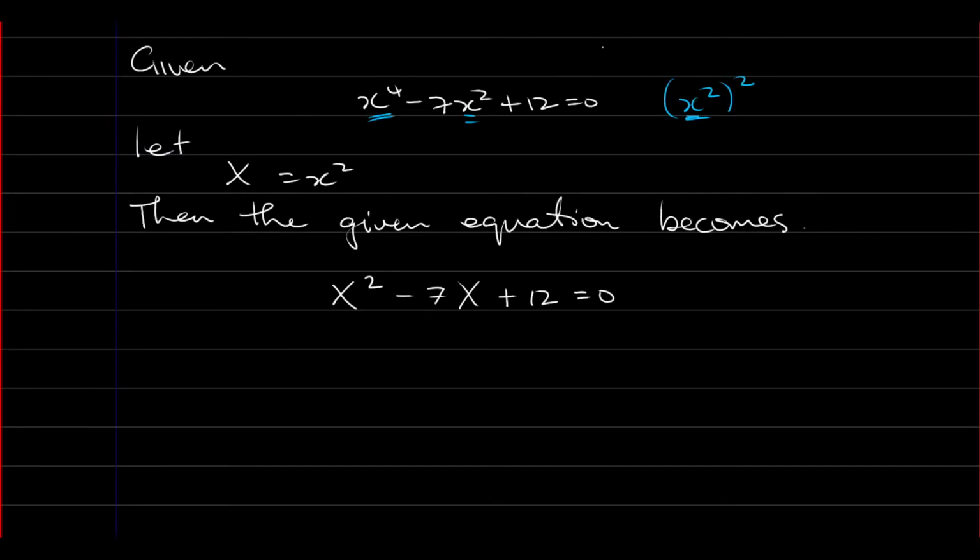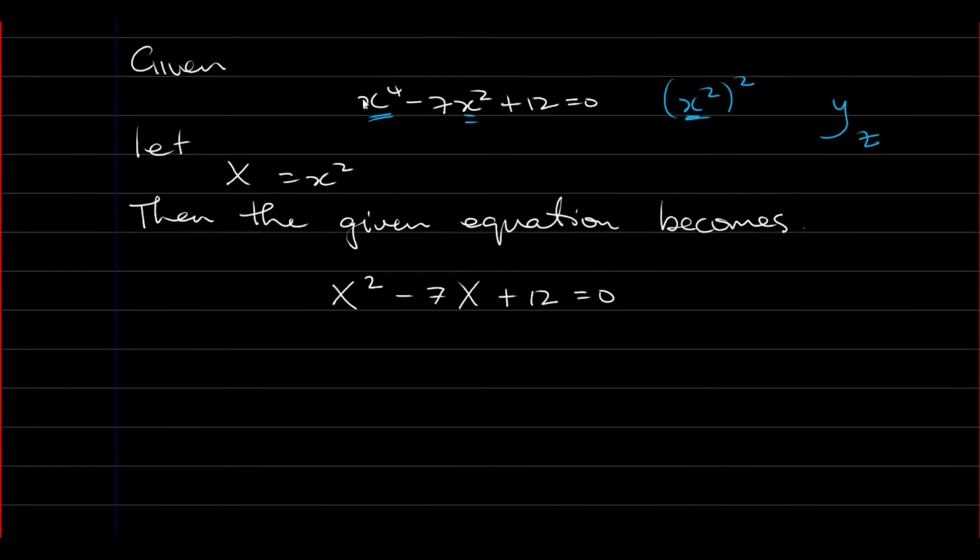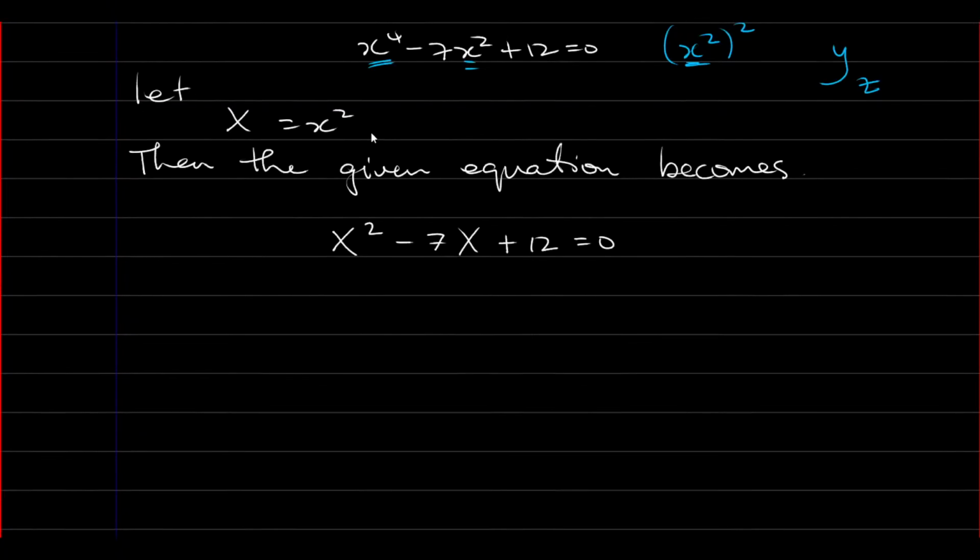Now, sometimes people don't like to use capital letters. You can use something like y, you can use something like z, you can use any other variable that you want, but you can't use the same variable. I like to just capitalize the variable that is inside of here. So whatever this variable is inside of here, I just like to capitalize it. So I tend to do this instead of using y. Alright? Then the given equation becomes this, right?